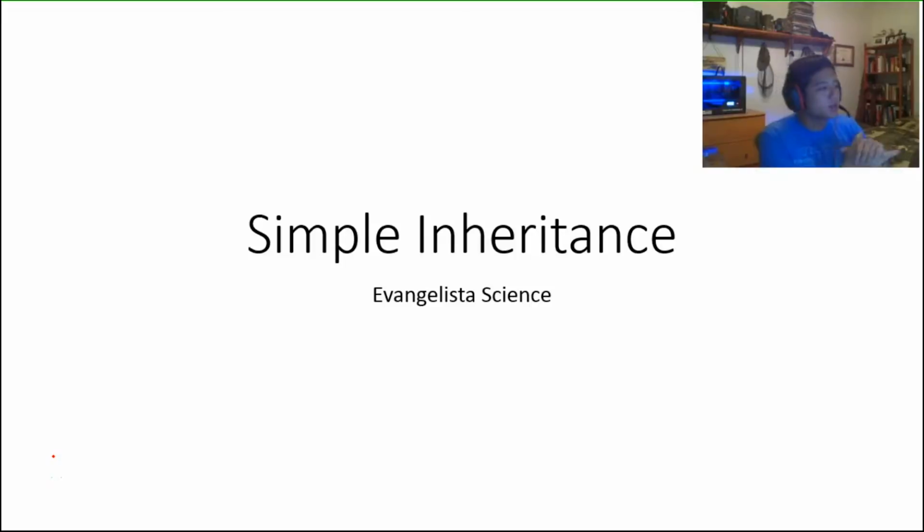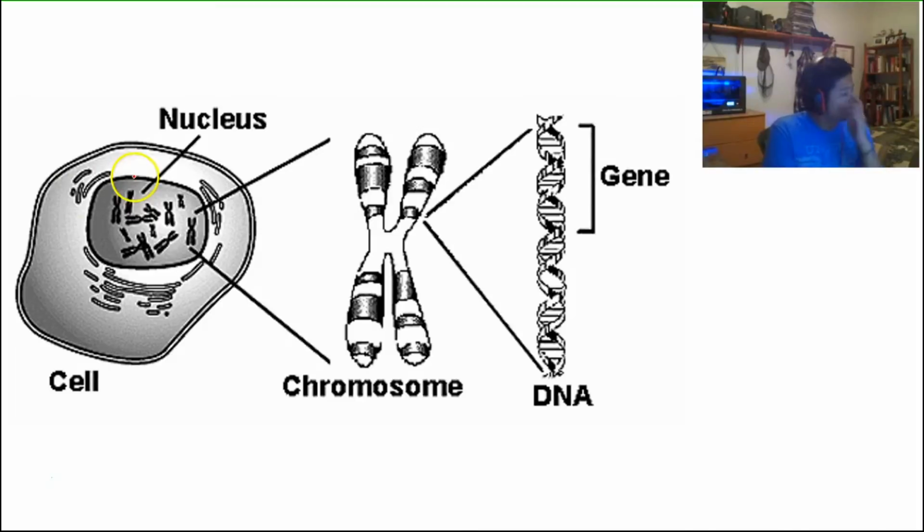Okay guys, so today we're going to be talking about simple inheritance and the work of an Austrian monk named Gregor Mendel. He's pretty much the father of genetics, and he figured out patterns of simple inheritance that are the basics of genetics. So, little review, here's the cell, here's the nucleus, it contains the DNA.